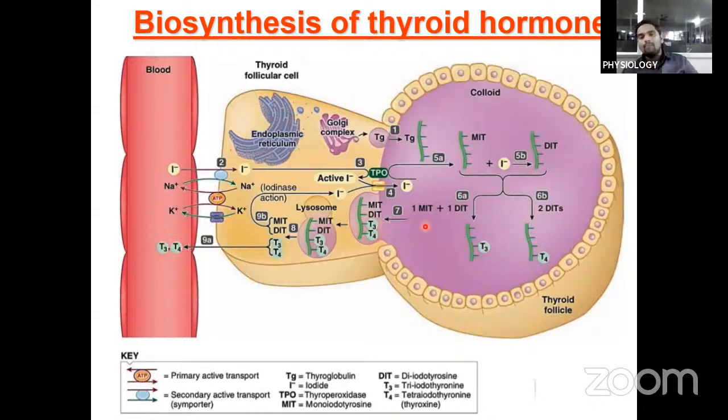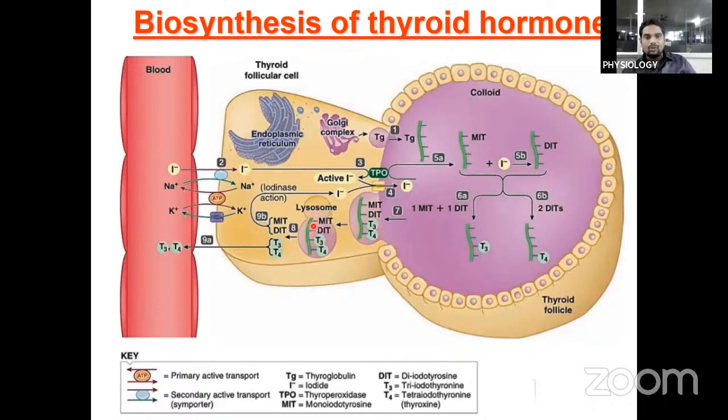Whenever there is a requirement of thyroid hormone that is stimulated, what happens? This thyroglobulin enters into the follicle cell. The follicular cell forms a vesicle that can easily enter inside the cell with the help of endocytosis. Now, inside the cell, we have a powerful hydrolytic enzyme in an inactive form, called the lysosome. This lysosome is full of hydrolytic enzyme called lysozyme.